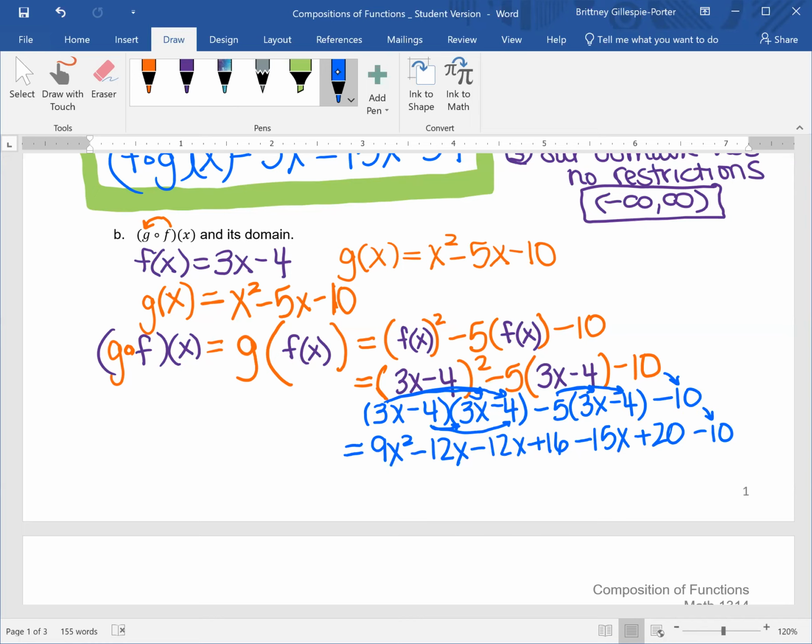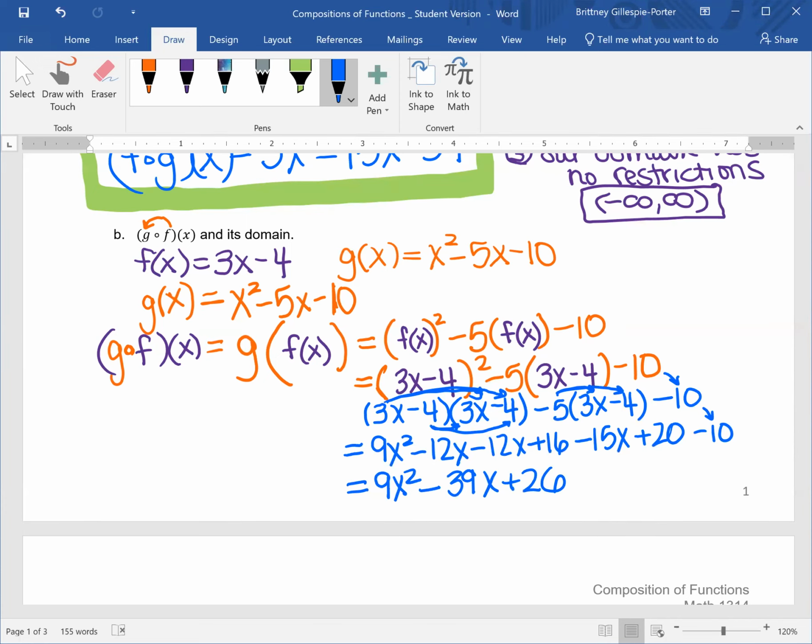So don't forget it. Once we're here, we're almost done. We need to combine like terms. There's only one x squared term, so 9x squared. If we combine our x's, negative 12 and negative 24... you owe me $24, you owe me another 15, means that you owe me, so negative 39x. And then we have 16 plus 20 minus 10 gets us plus 26.